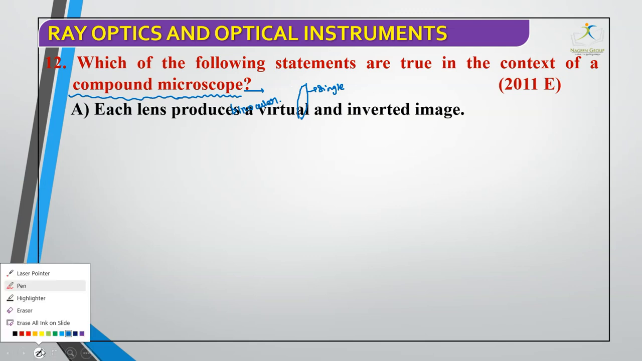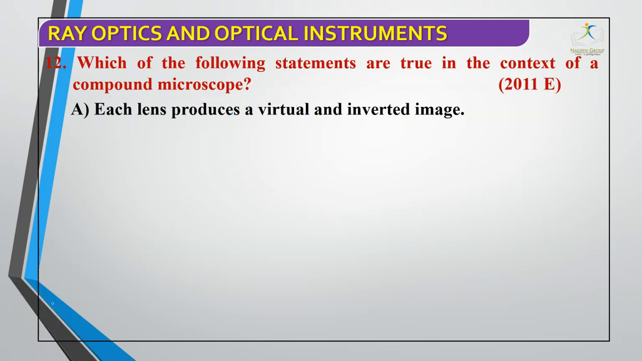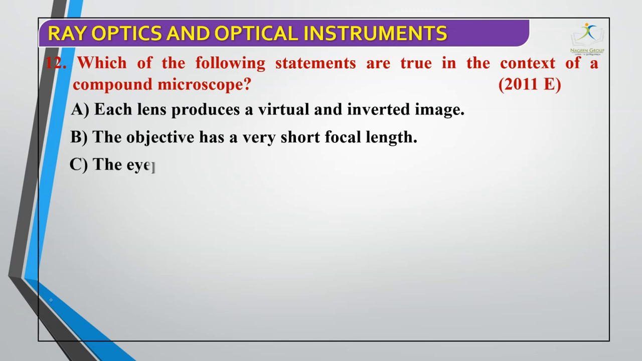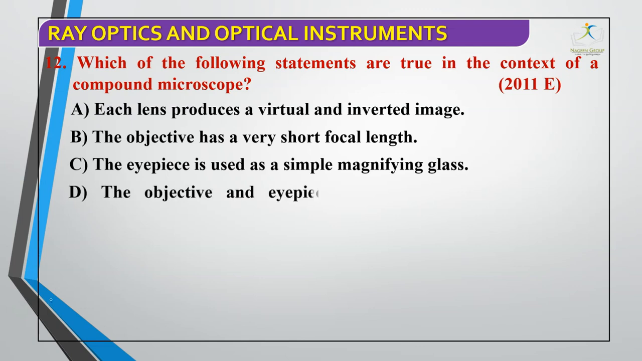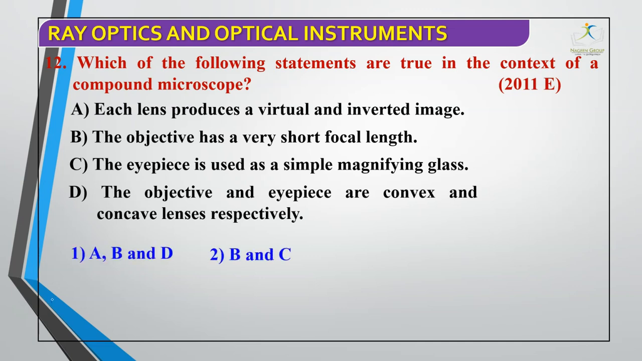So the options which we have: each lens produces a virtual and inverted image. The objective has a very short focal length. The eyepiece is used as a simple magnifying glass. The objective and eyepiece are the convex and concave lenses respectively. So we have the options: A and A, B and D, B and C, A, C and D, and B and D.